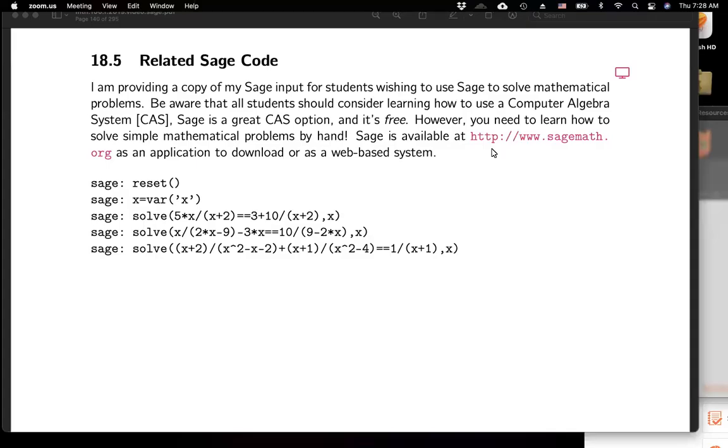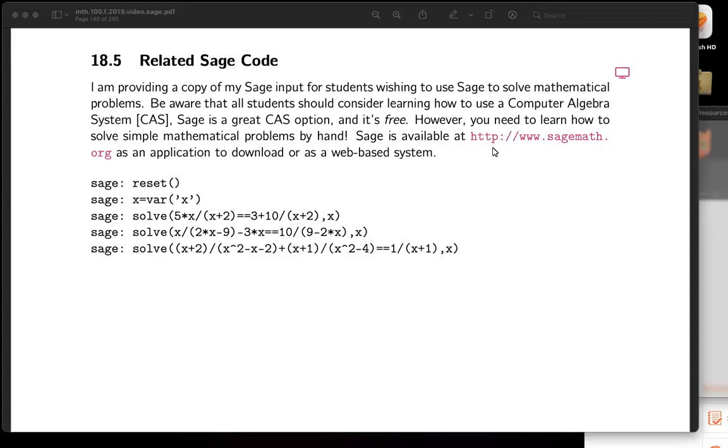Okay, we're in section 18 of the notes. And again, we're just going through this optional material related to a computer algebra system, right? What computer algebra system am I recommending? Sage. Why do I recommend it? It's widely used throughout the world and it's free.